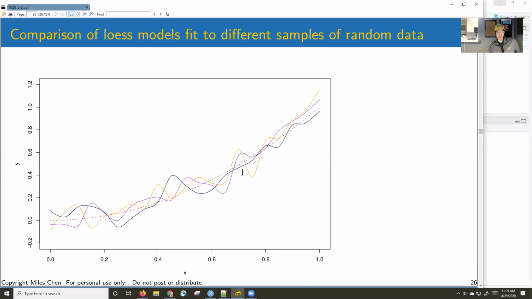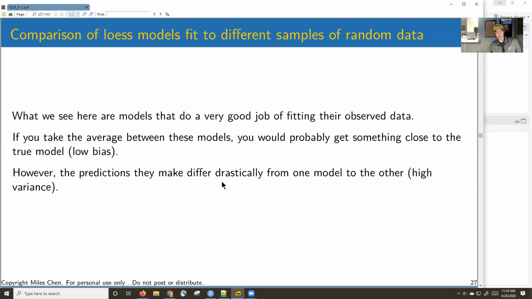if we were to take the average of orange, blue, and purple, we actually might get something close to the true model, which would indicate low bias. But because the predictions they make from one model to the next are very different, that indicates high variance. So that's an undesirable trait.